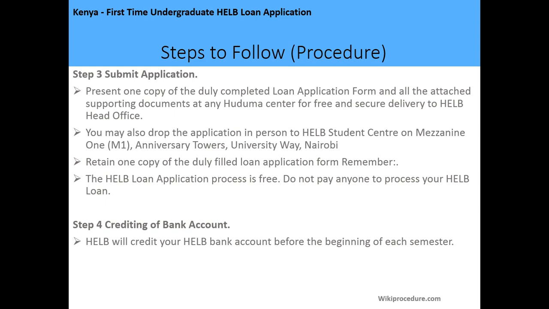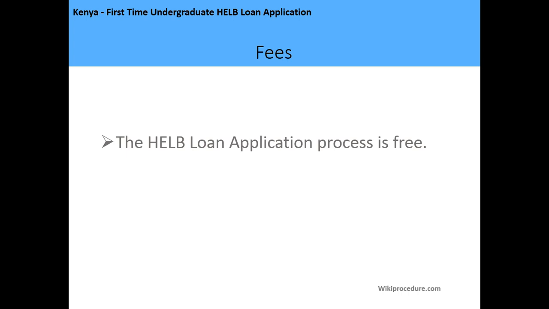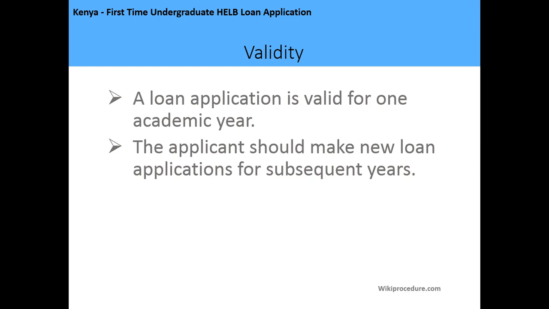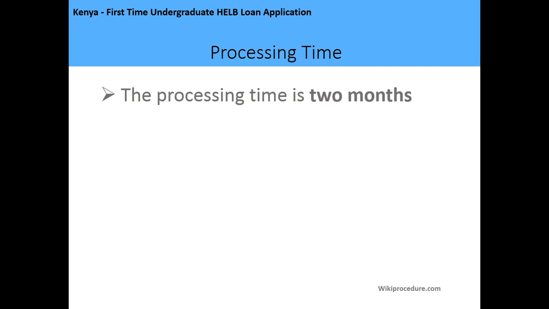You need to retain 1 copy for remembrance, and you should note that the HELB application process is free and you do not need to pay anything for the process. After a period of 2 months, which is the maximum processing time, your HELB bank account will be credited with your loan money before the beginning of the semester. So the application process is free of charge. A loan application is valid for 1 academic year, and the applicant should make a new application for every subsequent year. The processing time is 2 months.